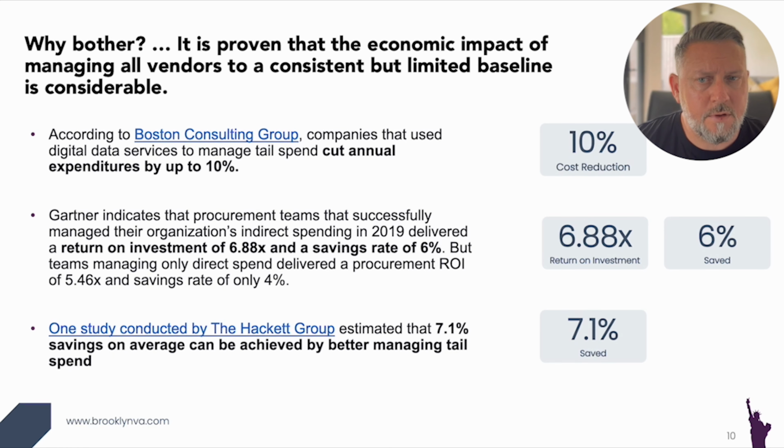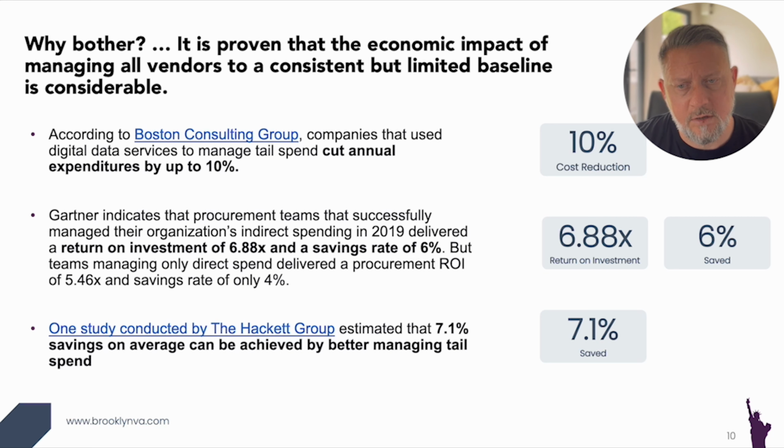So why bother? Well, there's some proven economic impact in terms of managing all your vendors effectively at this baseline level. And it breaks down between anything from 6 to 10% cost reduction against your spend under management. So the cost of all your vendors combined on an annual basis, looking for a 6 to 10% reduction out of that. The studies you can look at, one by Boston Consulting, summarise that by using digital data services to manage tail spend, you can cut annual expenditure by up to 10%.